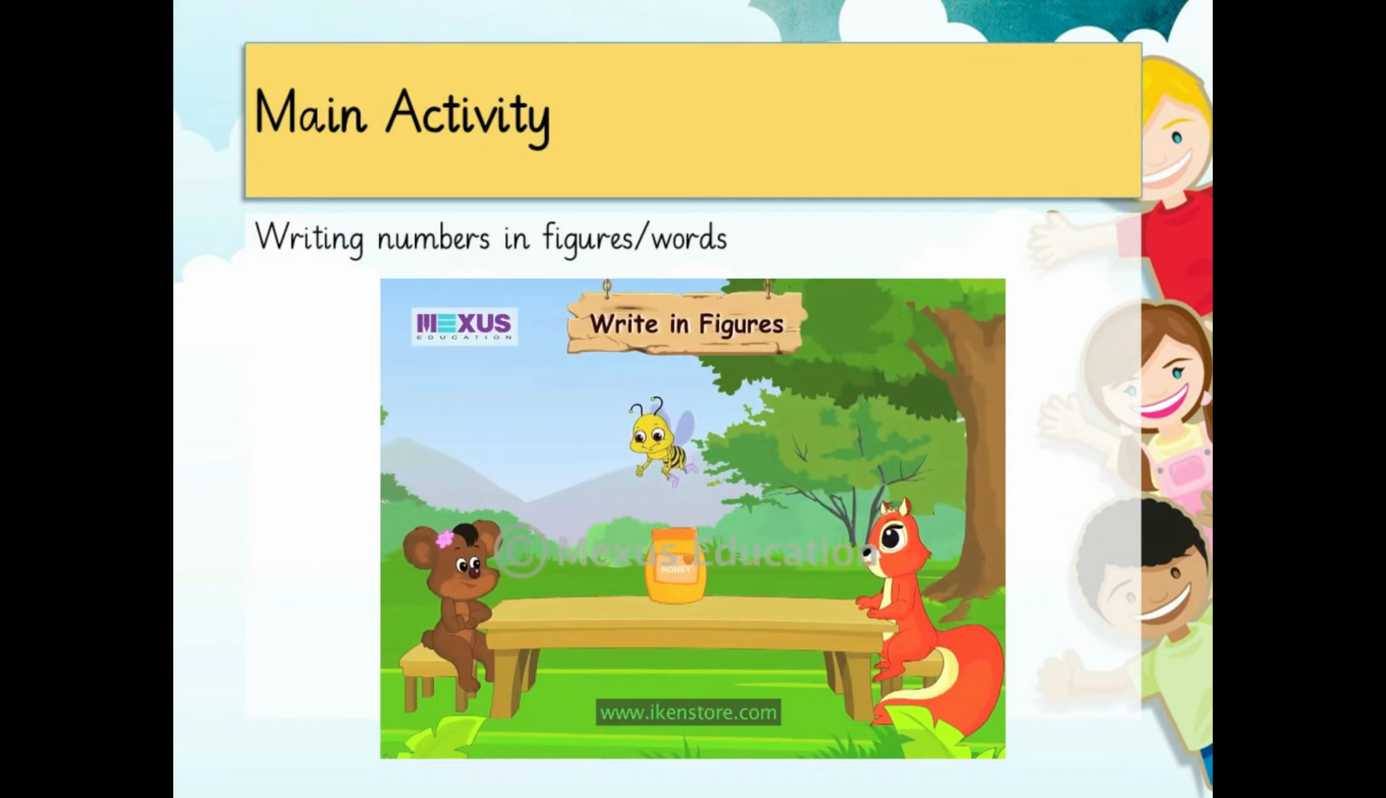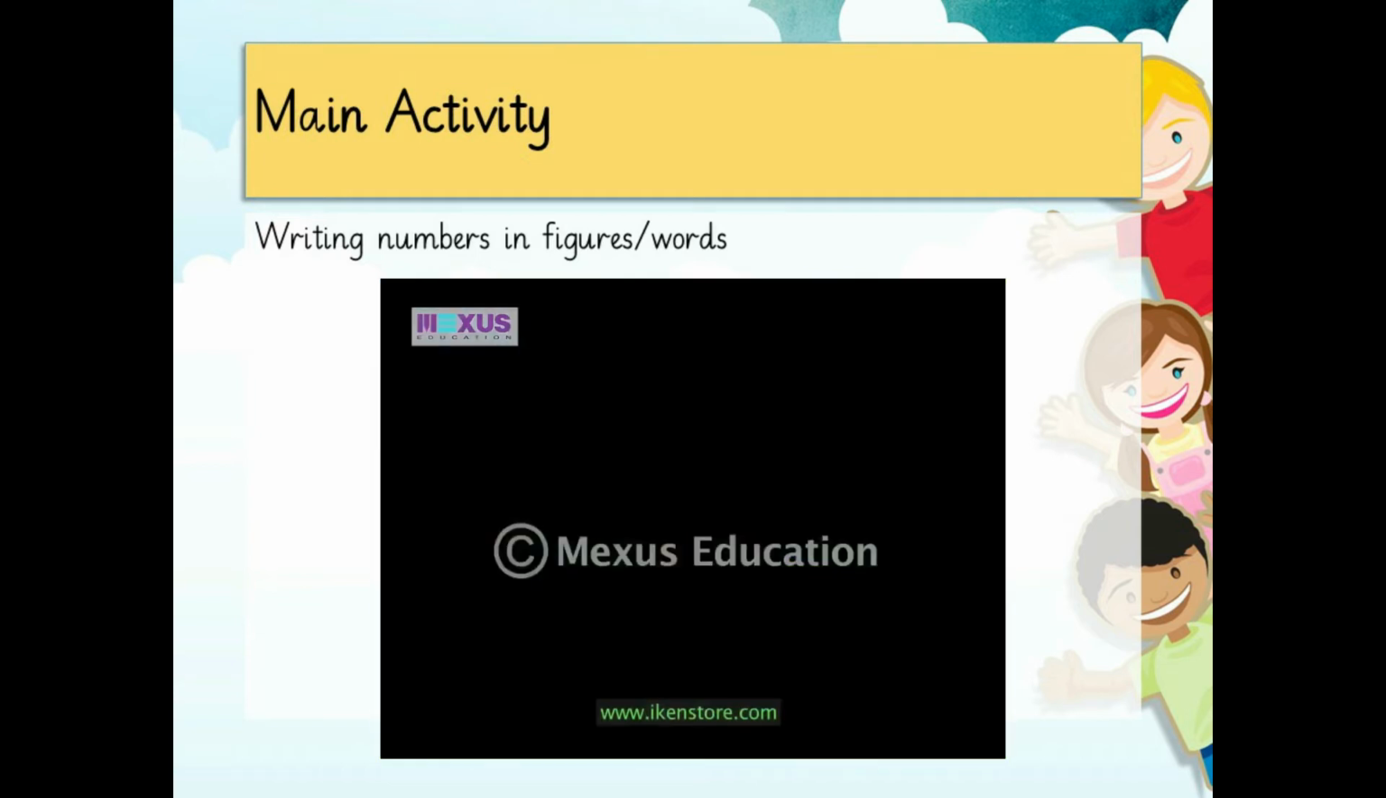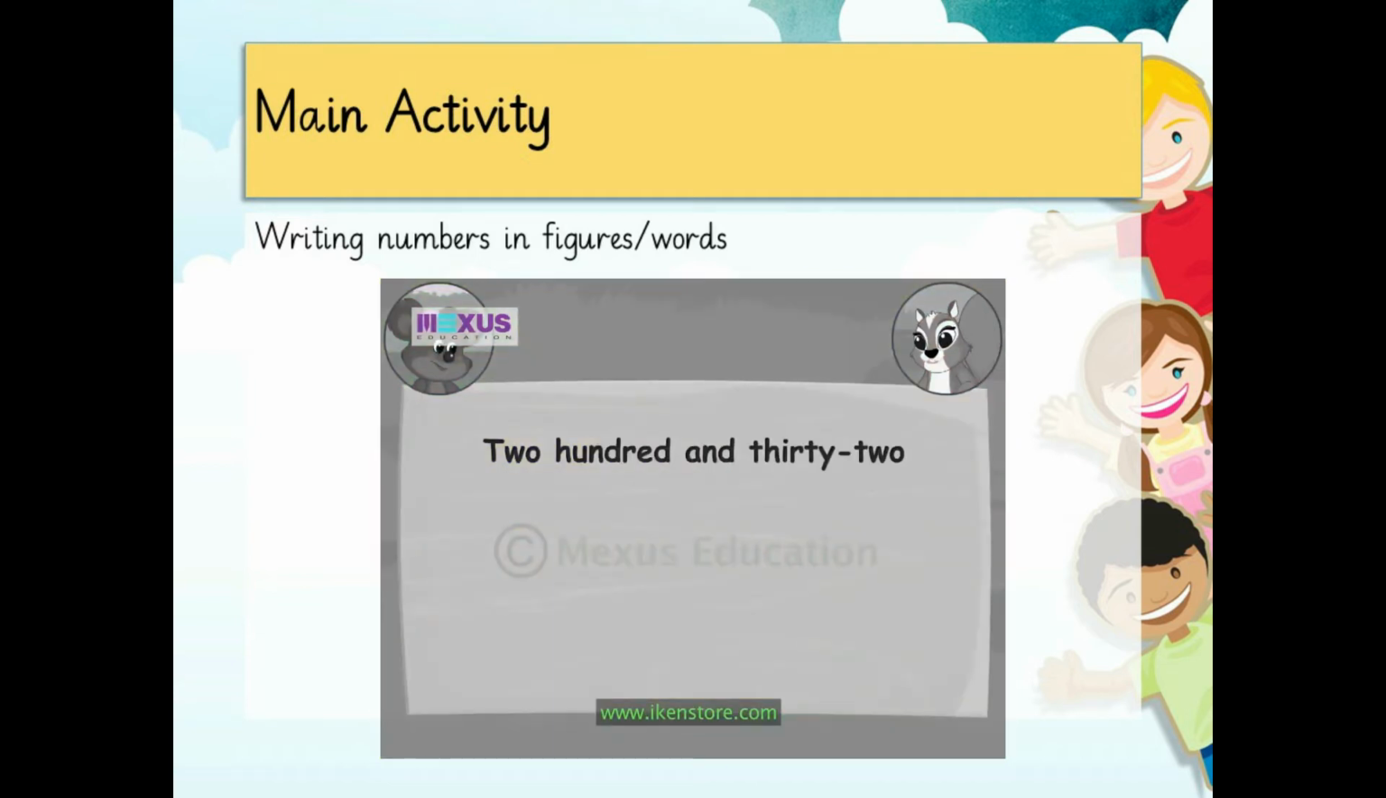We saw how to write numbers in words. Now let us see how to identify the number given in words. Let's see the first number. It's 232. 200 means the digit in the hundredths place is 2. The digits in the tens and ones place are read together. That is 32. So, the number is written as this.